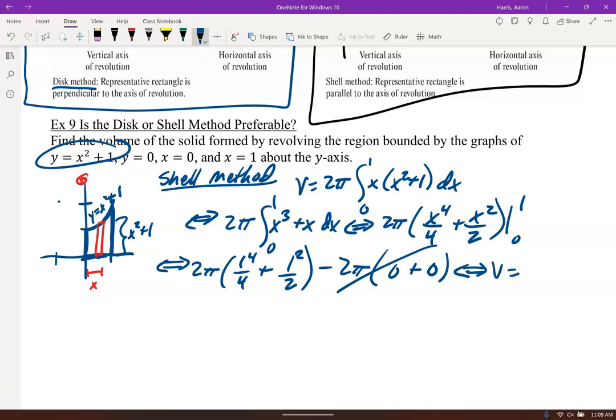1/4 plus 1/2, so 3/4. So our volume is 6 pi over 4, or 3 pi over 2. Okay, there's our shell method.